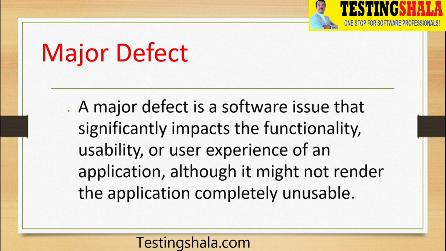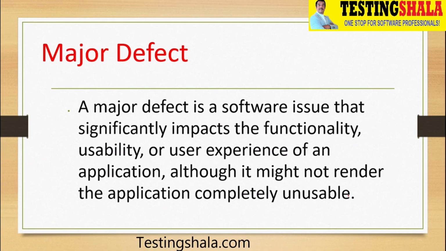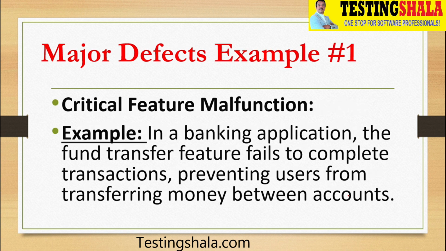Although your application might not be completely unusable or completely crashing, if there is a significant impact on the functionality, then you should log the defect under the major category. For example, a critical functionality or feature which is not working.